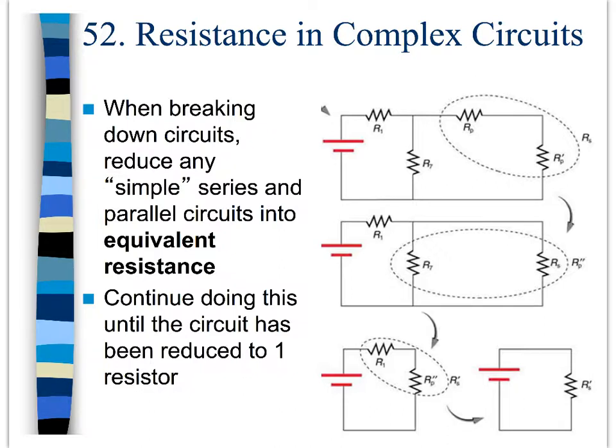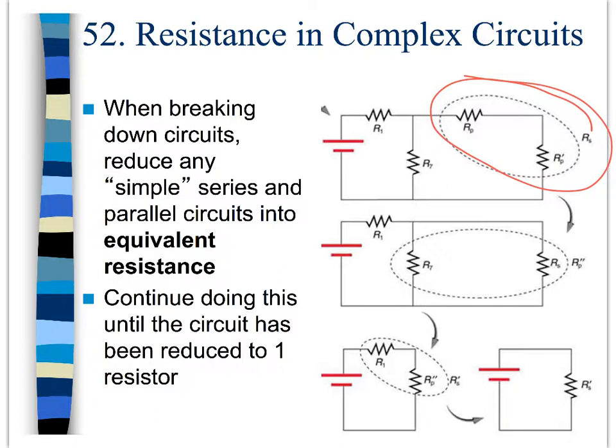So the key thing here is we're going to look for simple combinations. We're going to look for 2 or maybe 3 resistors that are in a simple series. And in this case, that would be these 2 resistors here. Okay, and then we're going to combine those resistors using our rules, right? So for series, we just add them up. For parallel, we do that 1 over equation. Okay, so we'll combine them, and then we'll redraw the circuit.